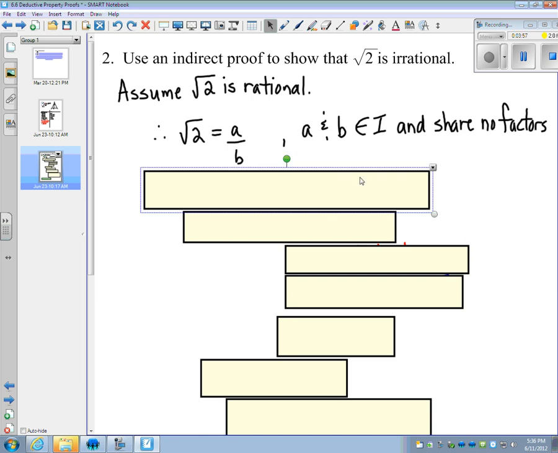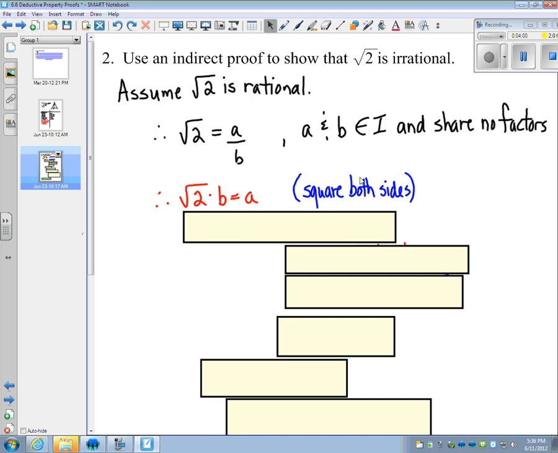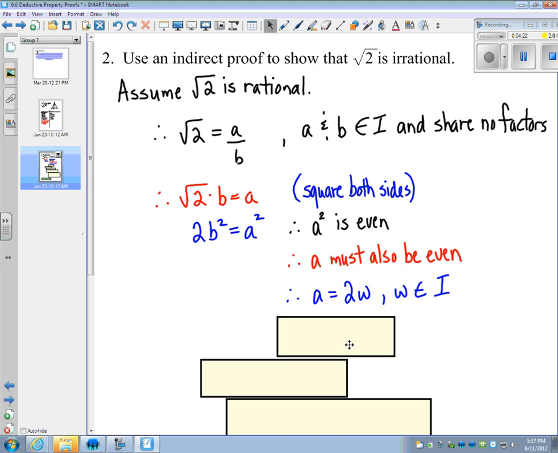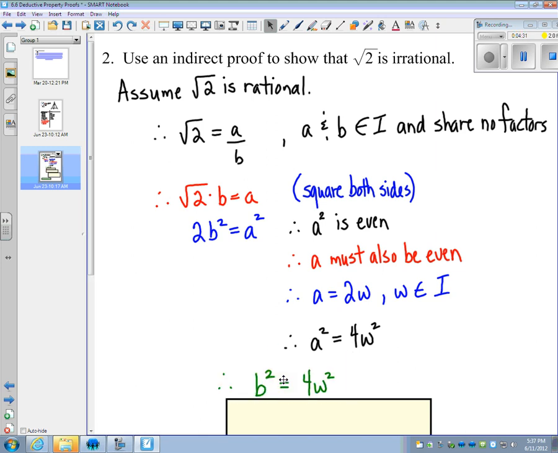Sorry guys, there we go. So therefore, I could multiply both sides by b, and then I could square both sides. So 2b squared is equal to a squared. So therefore, a squared is even. This is what we learned yesterday. If I can write it as 2 times an integer, it's even. So a must also be even. So I can write a as 2w. So then going back, a squared must equal 4w squared.